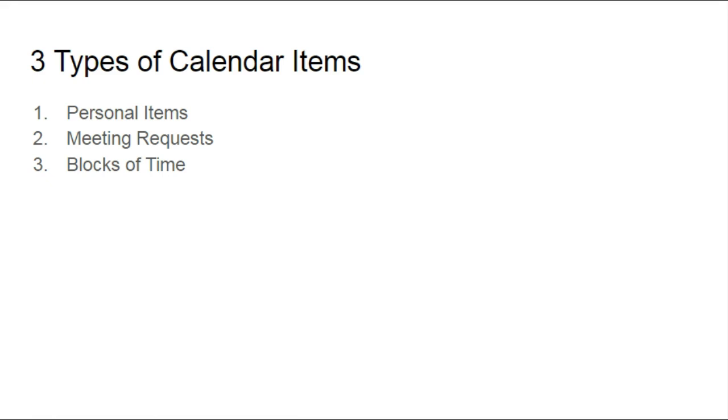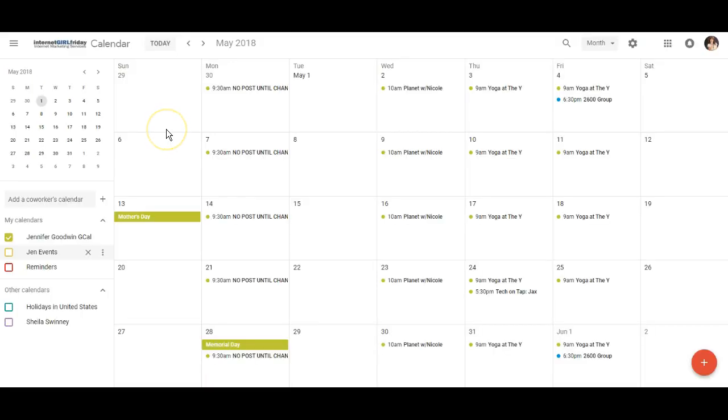And number 3, blocks of time, that's when you're blocking off your calendar so that nobody can book time with you if you're using a scheduler, such as Schedule Once, Acuity, those types of things. So let's look at my own calendar and try the 3 different types of calendar items.